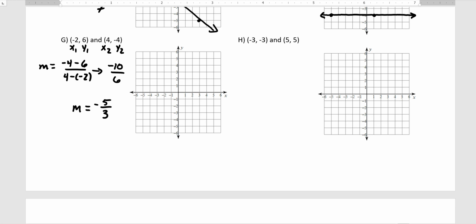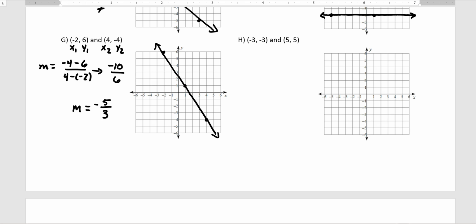So we'll plot these points. -2, 6 would be right here. 4 and -4 would be right here. Let's go down 5, 1, 2, 3, 4, 5, over 3, 1, 2, 3. That would give me a point right here. Down 5, over 3, perfect. And that'll get me right back to that point. Excellent. Draw a line connecting these dots.